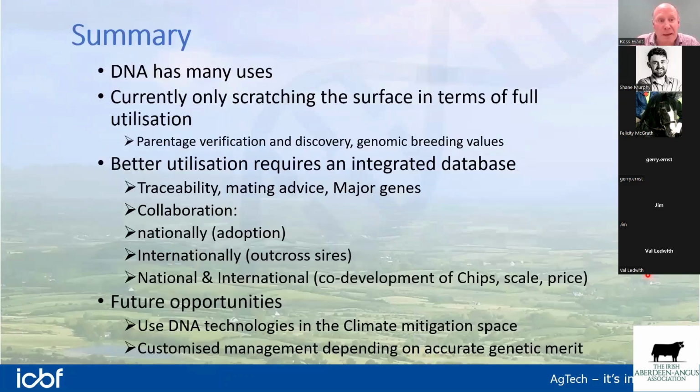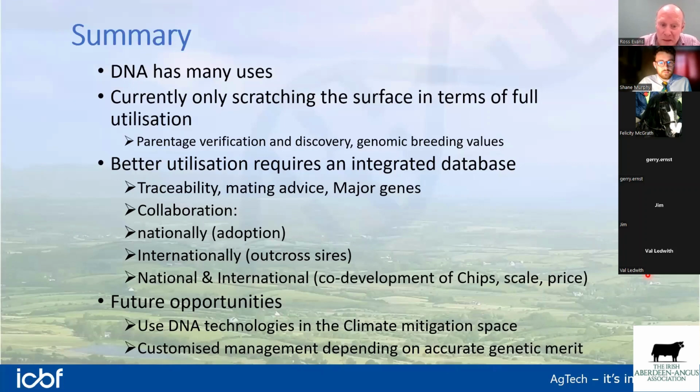So in summary, I'd like to say that DNA has many uses. I think we're only scratching the surface in terms of the full utilization. Currently, we're leveraging it for parentage verification, discovery, and genomic breeding values. But better utilization does require an integrated database to capture additional aspects such as traceability, mating advice, and major genes. It can only be achieved through collaboration nationally, in terms of the adoption of both genotyping and indexes, but also internationally, through sharing of breeding values and sharing of phenotype data going into international evaluations.